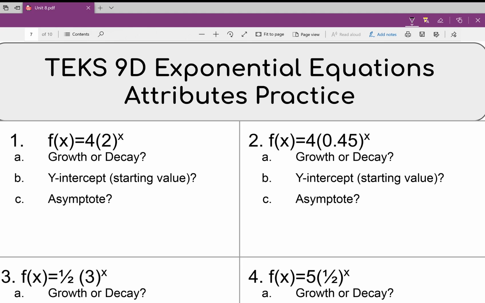Okay, so I'm going to do number 1 and number 2 with you, and then you're going to do the rest on your own. So remember yesterday we learned that the standard form for an exponential equation is y equals ab to the x power. Remember, a was always our y-intercept, and b was growth or decay. And remember, that depends on if b is greater than 1 or if b is less than 1.